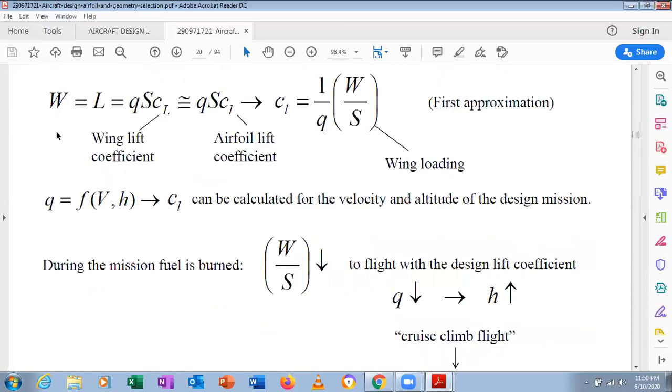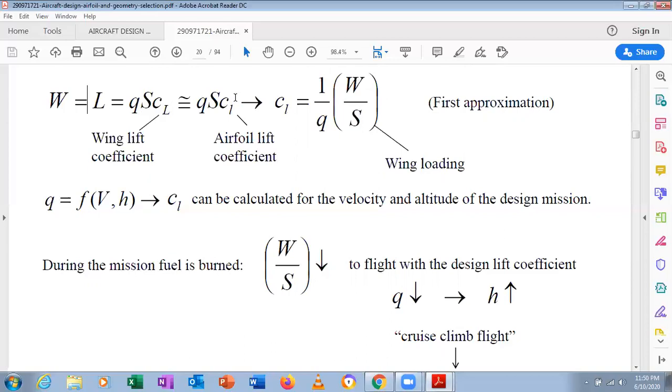So W is equal to L. Yesterday we discussed steady level unaccelerated flight. When it is steady level unaccelerated flight, lift is equal to weight and thrust is equal to drag. So W is the weight and L is the lift, therefore L equals Q S into C_L. This capital L is called the wing lift coefficient.